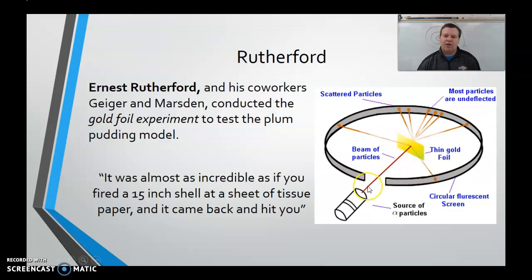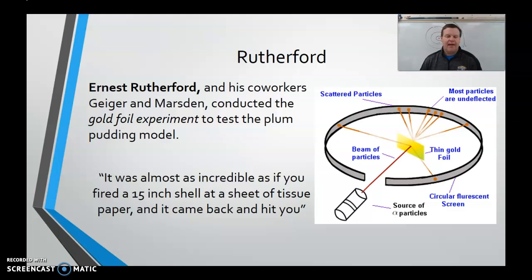These alpha particles, which were positively charged, would come shooting out, hit the gold foil, and a lot of them bounced off at a lot of different angles. Rutherford thought those alpha particles should be going right through the gold foil, because he knew they were positively charged and pretty big. Their bouncing off was a real surprise to Rutherford and his colleagues Geiger and Marsden. Rutherford said in a paper it was almost as incredible as if you fired a 15-inch shell at a sheet of tissue paper and it came back and hit you.